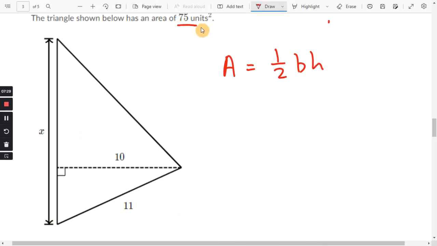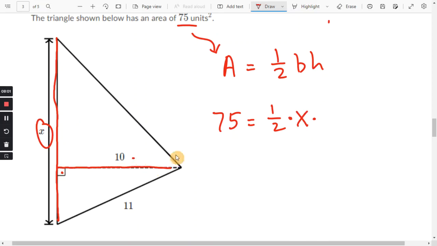Okay, it was given the area is 75, so in place of A, I'm going to put the 75, and that's going to equal 1/2. Remember, the base and the height have to make a right angle to each other, and the base is any side of the triangle. So this right here is the base, that's X in place of B. And for H, the side perpendicular to this side is this right here. That's 10.